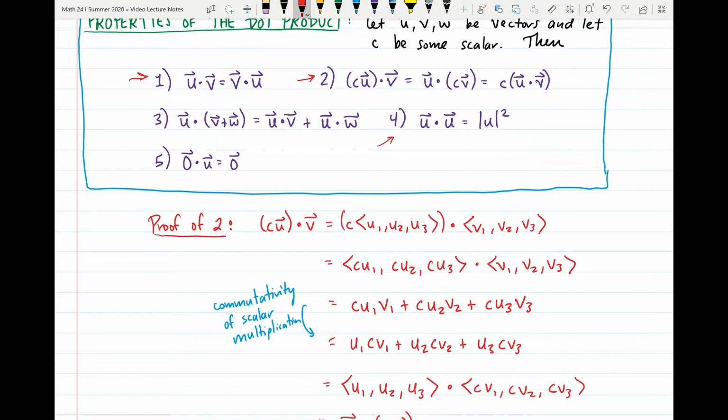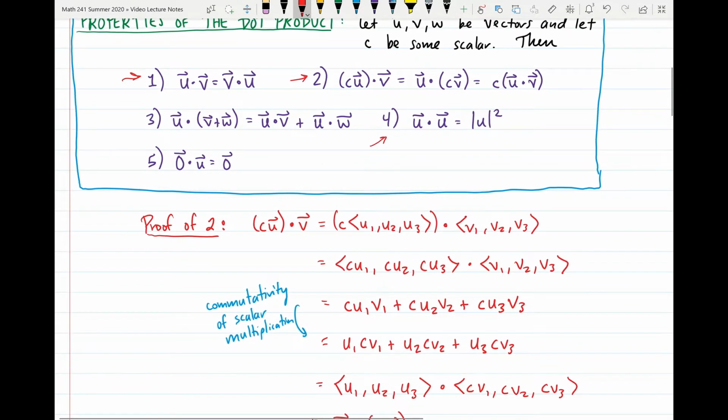So I'll actually just write this one down. If I take u dot product with u, I get u1 squared plus u2 squared plus u3 squared. And remember that the length of u, or the magnitude of the vector u, is going to be the square root of this. So if I square that, of course, I'm going to get back to my u1 squared plus u2 squared plus u3 squared, which we just said is equal to the dot product of u with itself.